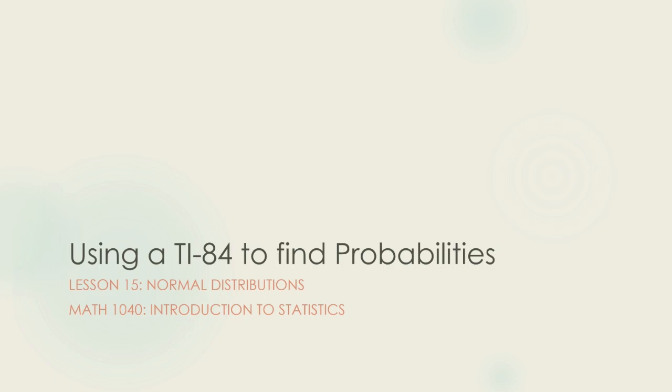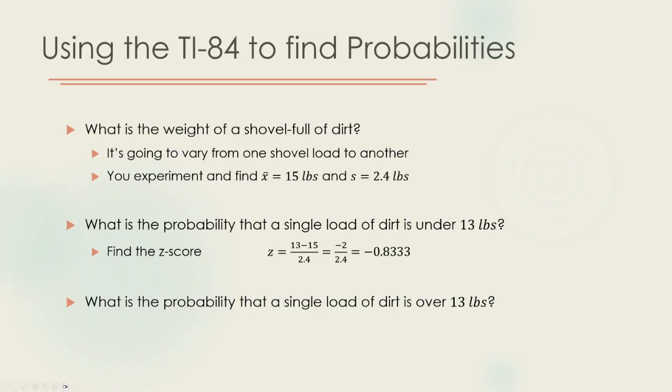In this video, I am going to show you how to find the probability within a normal distribution using a TI-84. All right, now we've been working with this particular exercise. What is the weight of a shovelful of dirt? We found with an experiment that the average is 15 pounds with a standard deviation of 2.4 pounds.